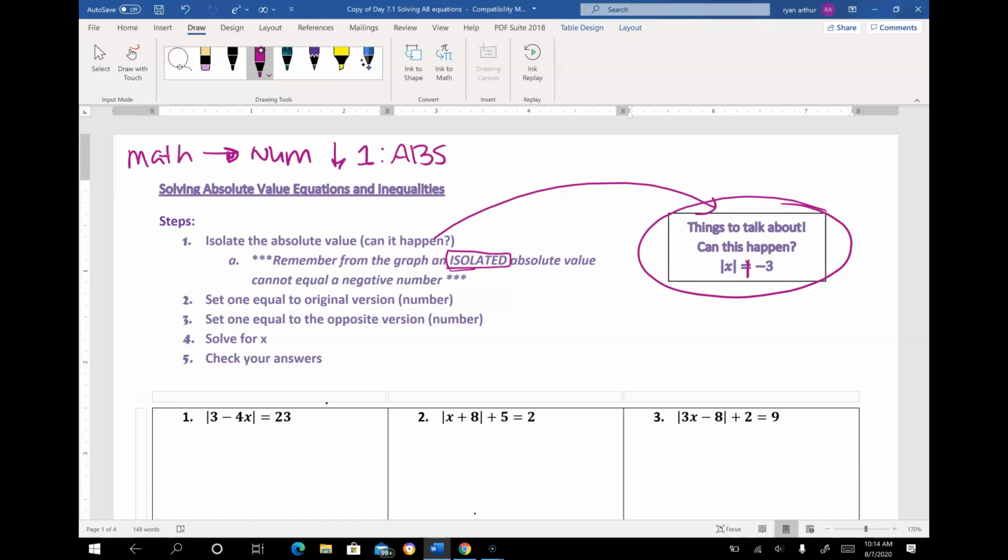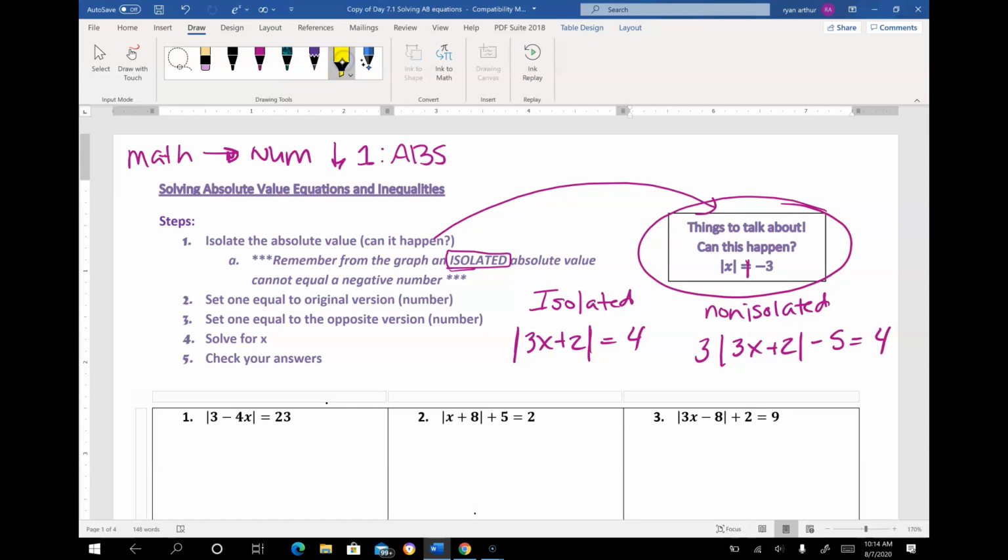Let's talk about the word isolated. An isolated absolute value looks like this. Let's just say the absolute value of 3x plus 2 equals 4. That is an isolated absolute value. See how there's nothing in front of the absolute value bars, there's nothing behind the absolute value bars, okay? Now, a non-isolated absolute value is going to look like this: 3 times the absolute value of 3x plus 2, minus 5, equals 4. You see how there's something in front of the absolute value bars and there's something behind the absolute value bars. That makes it a non-isolated absolute value.